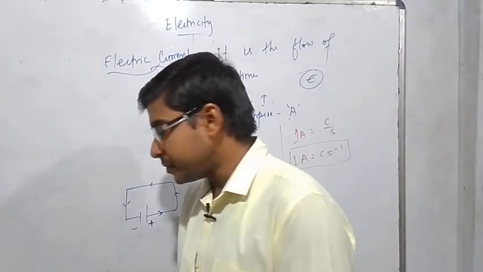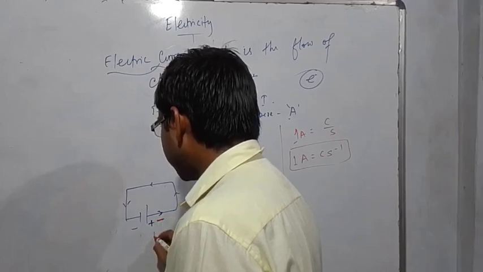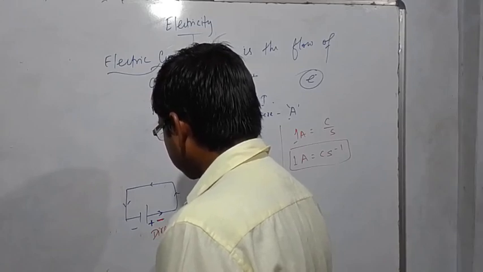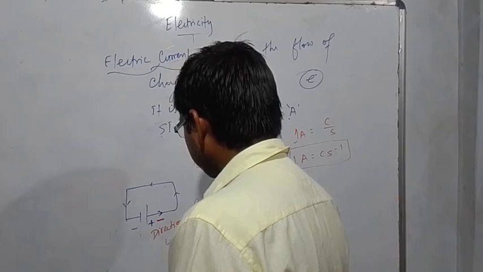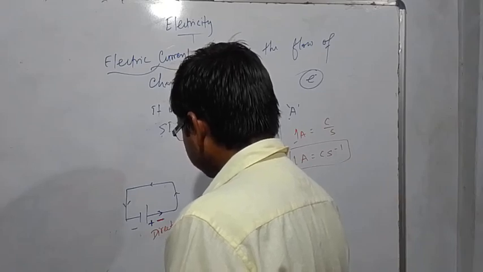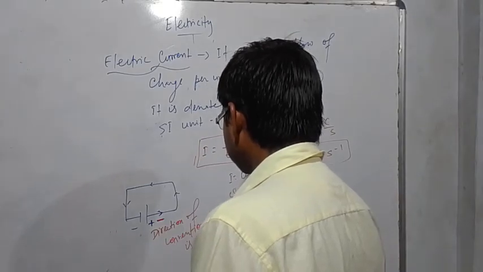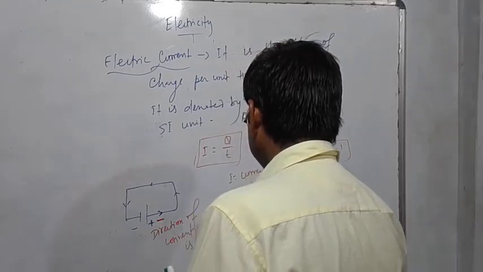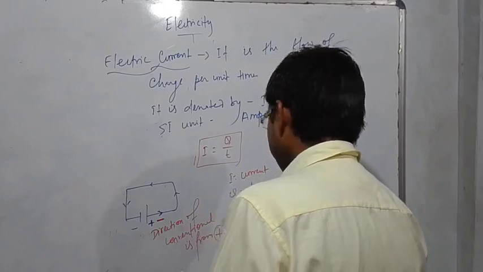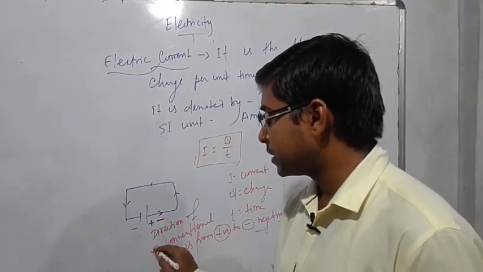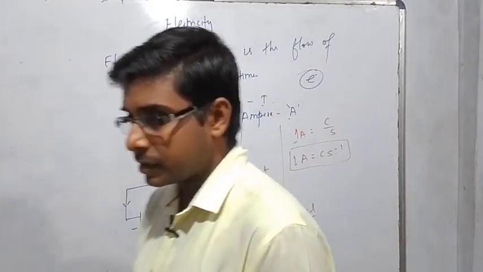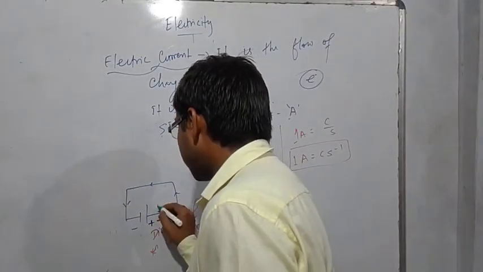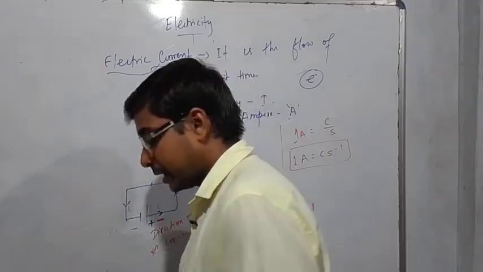So the scientists considered, keeping this point in your mind, the direction of conventional current to be from the positive to the negative terminal. Just keep this in mind. Whenever you draw a circuit, always remember that the current starts flowing from the positive terminal and terminates at the negative terminal.